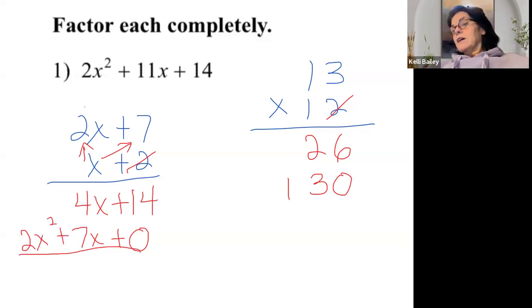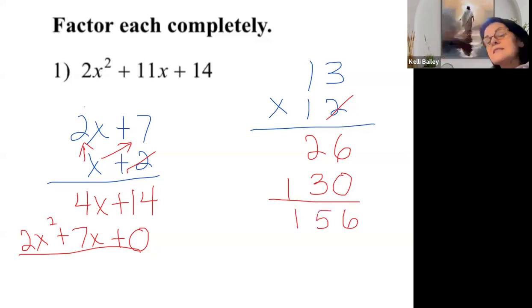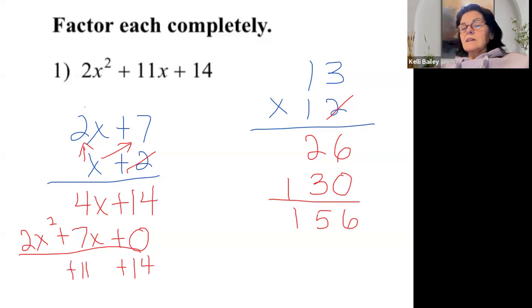Okay, now back over here to elementary school on the right, we add the columns. 6 plus 0 gave us 6. 2 plus 3 gave us 5. And then there's a 1. So it's the same idea, because over here on the left, we're going to go 14 plus 0 gives us 14. 4x plus 7x gives us 11x. 2x squared is just there by itself in the beginning.